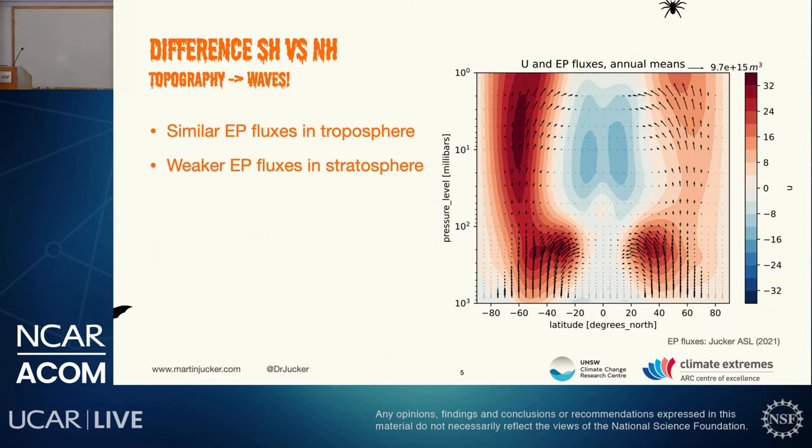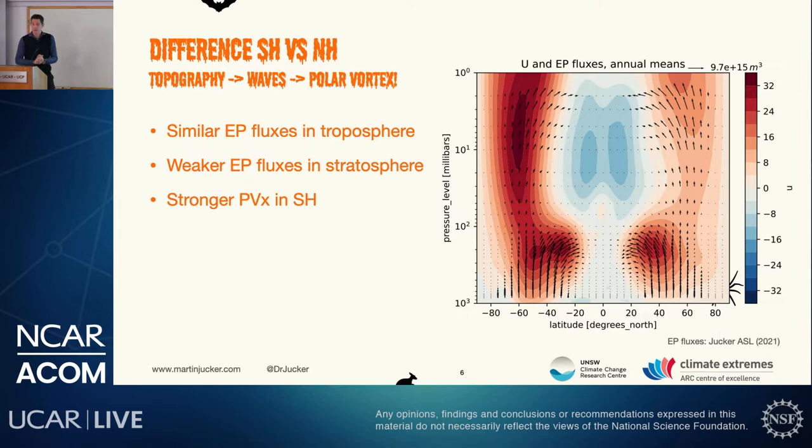So there's still turbulence going on. There's still the eddy-driven jet and everything. But then, because there's no topography on this side, Southern Hemisphere, the EP fluxes are weaker. And as a result, the polar vortex is stronger.